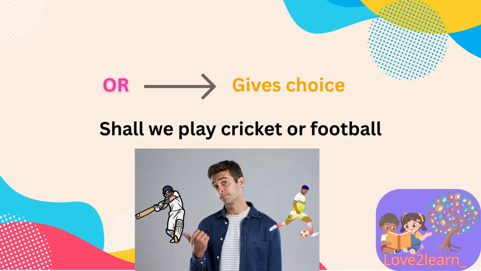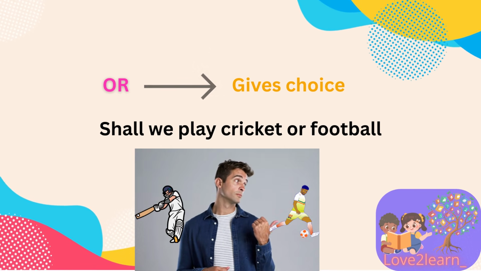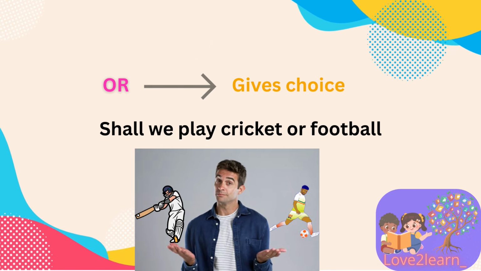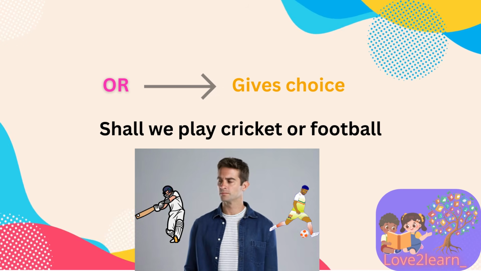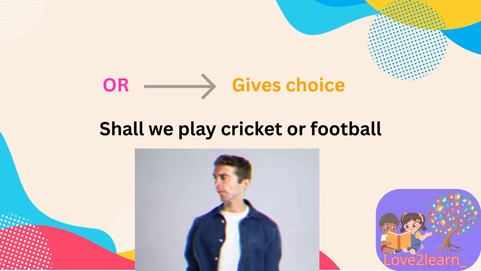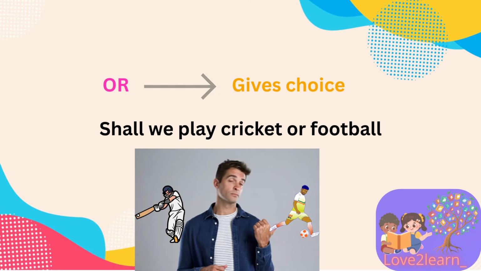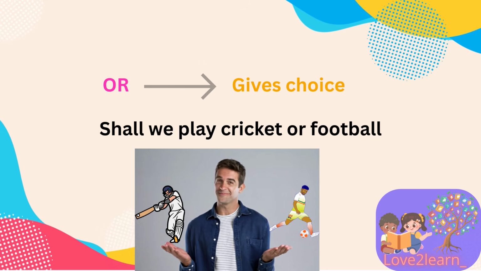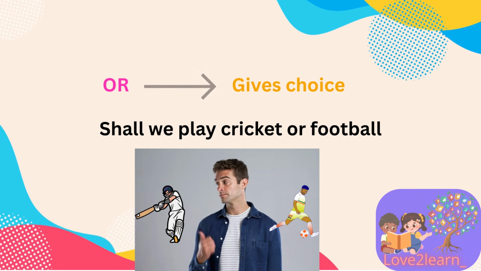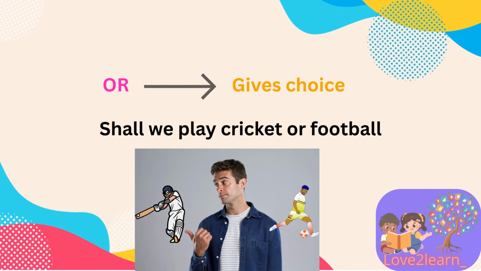Next conjunction, or, which gives choice. See this sentence: shall we play cricket or football? Here two choices are given. So we are using or to join these two words in a sentence. Shall we play cricket or football?